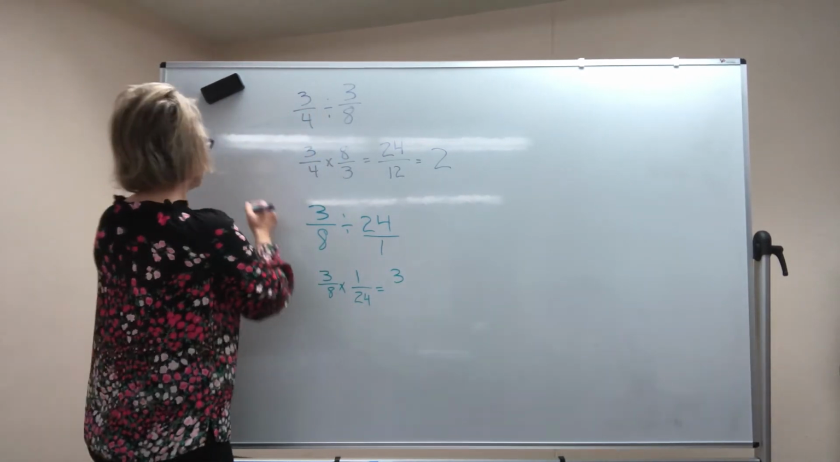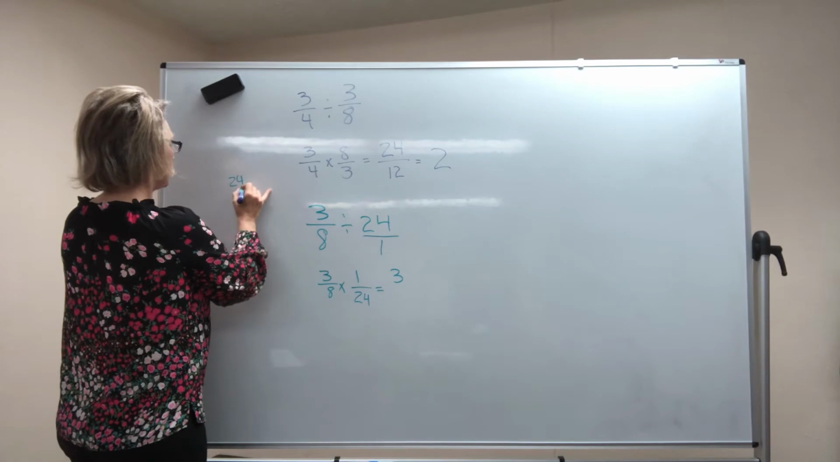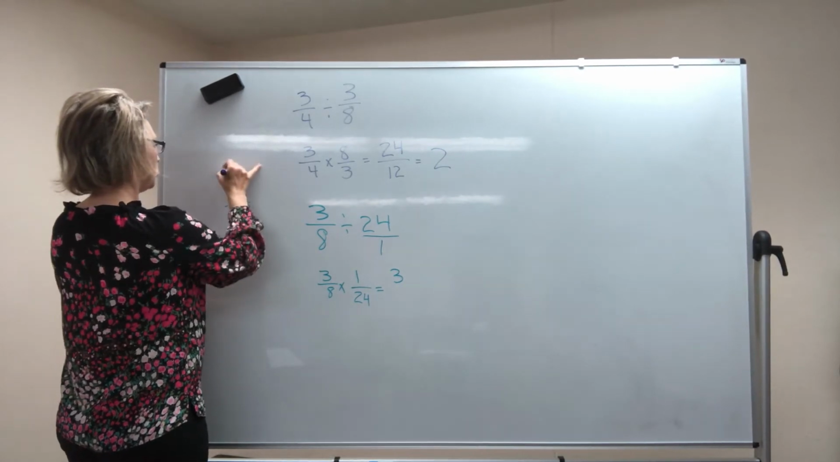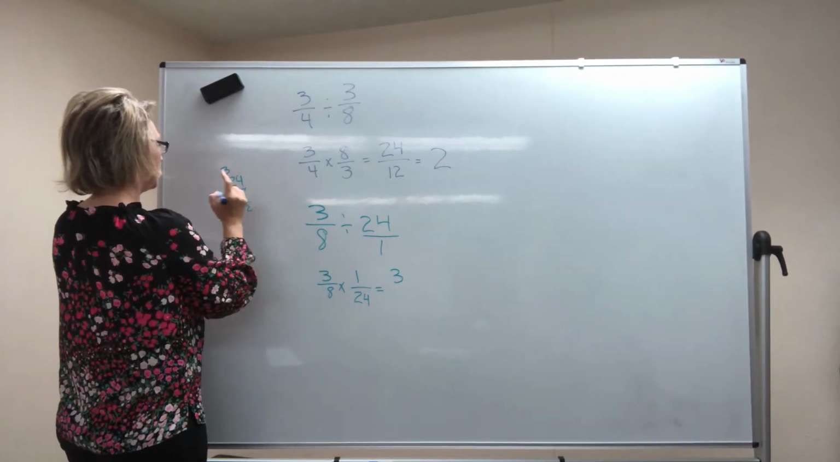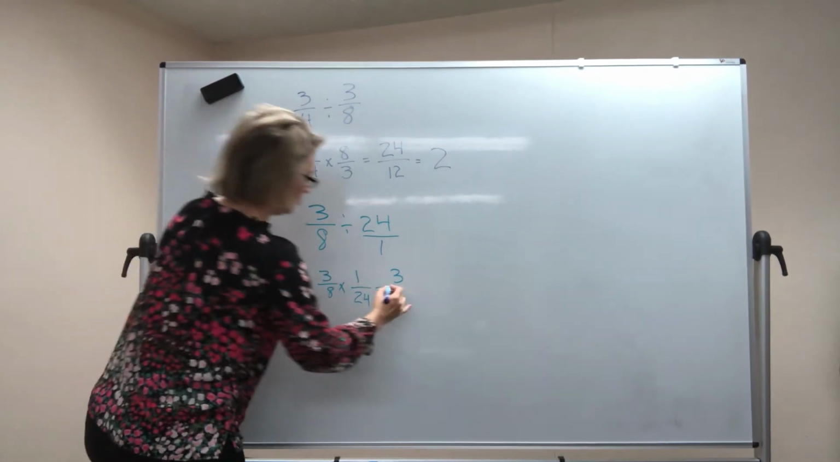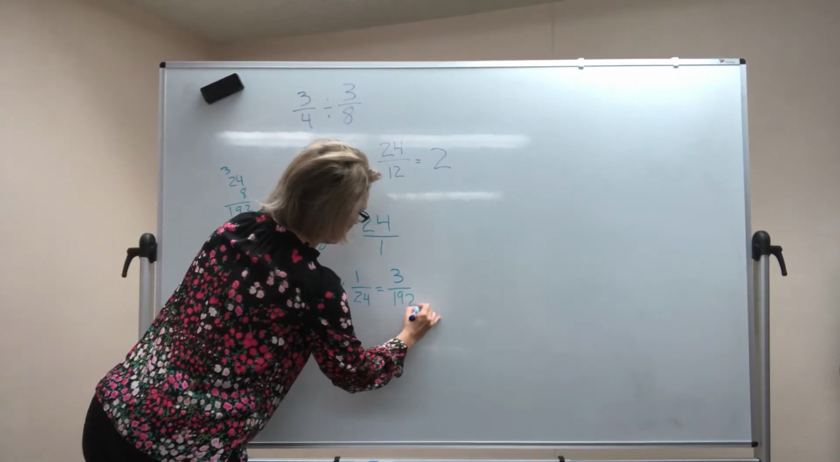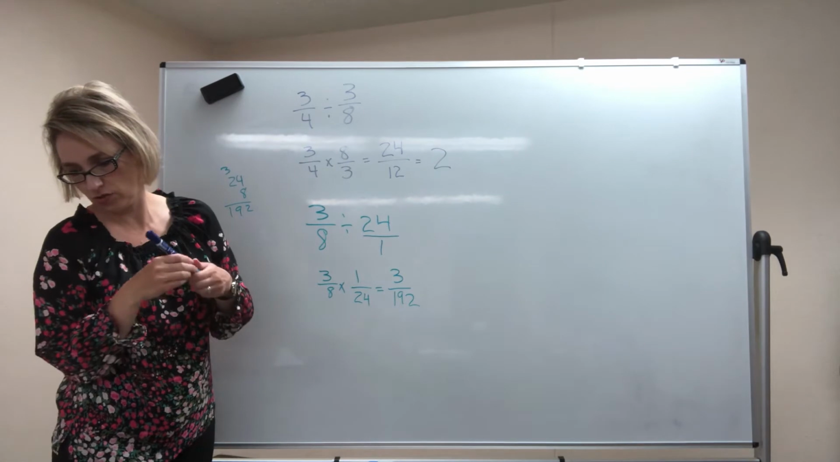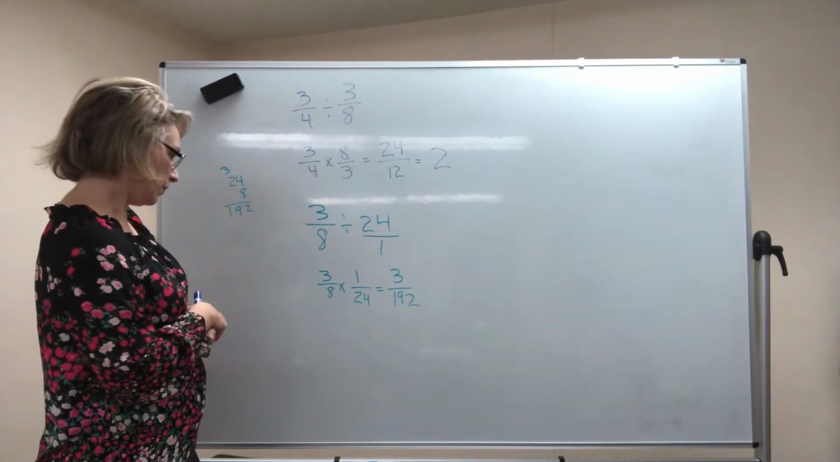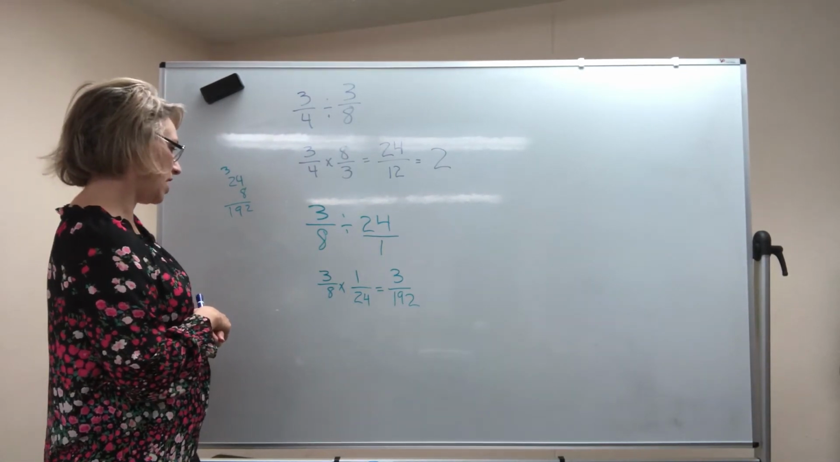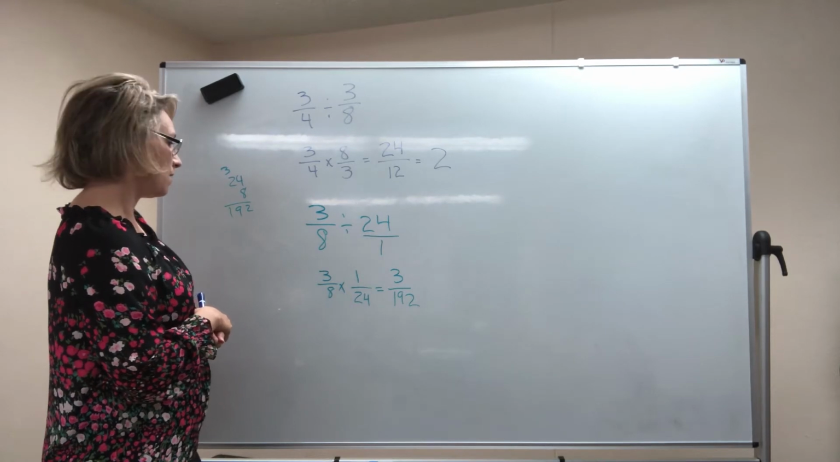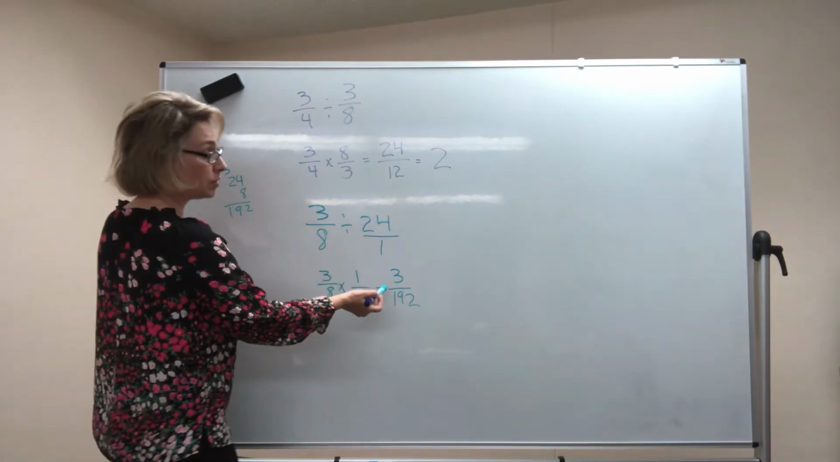Okay, so 3 times 1 is 3. 8 times 24. Oh my goodness, I'm going to have to do that out here. 4 times 8 is 32. 2 times 8 is 16, plus 3 is 19, so 192. 3 over 192. Okay? So now we have to see if it can be reduced.